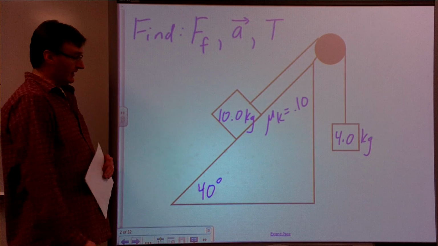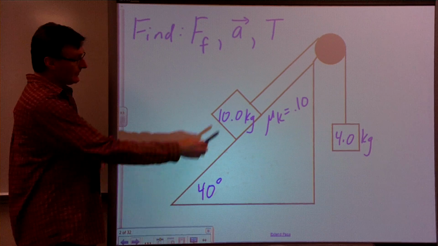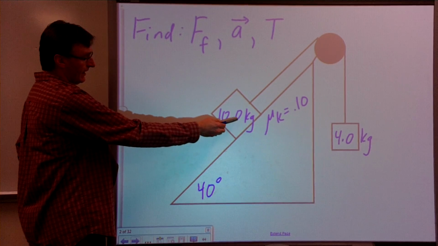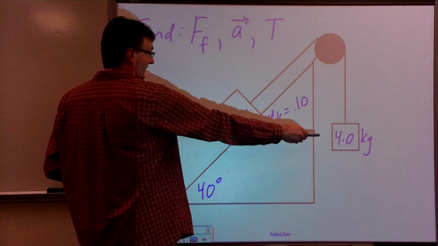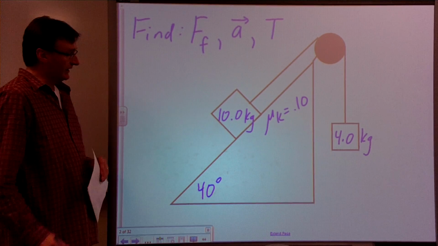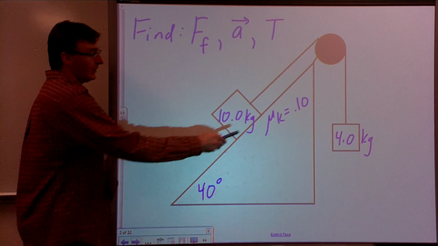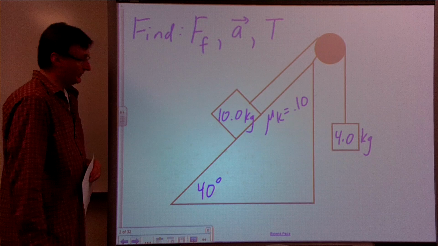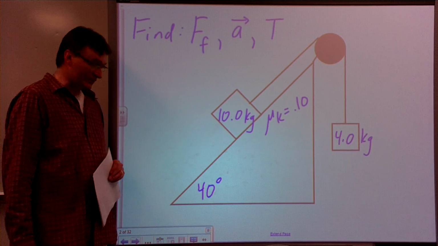The information that we have is the angle here, which is 40 degrees. We have the mass of this object, 10.0 kilograms, and the other one is 4.0 kilograms. We also have the coefficient of kinetic friction, which is 0.10. So we need to find the force of friction, acceleration, and the tension.